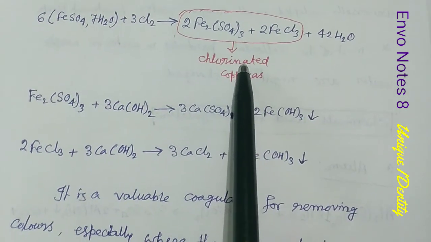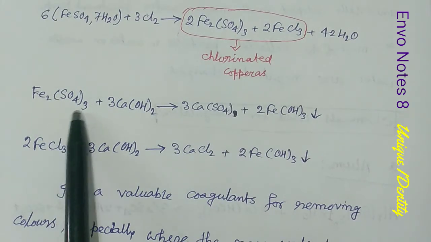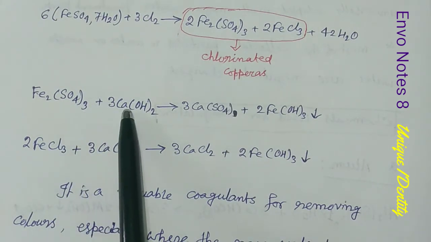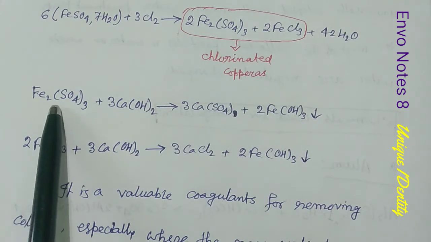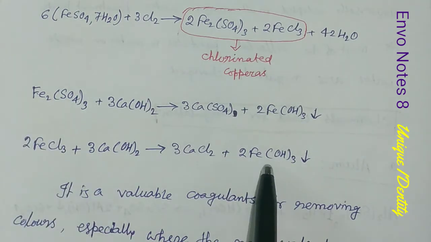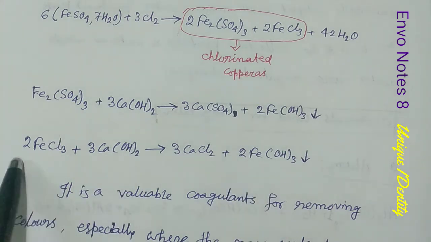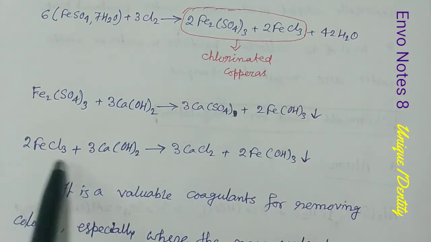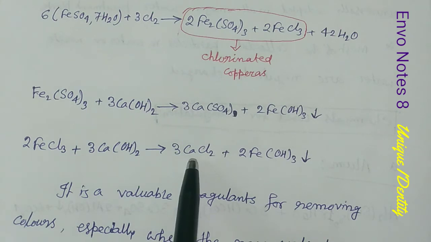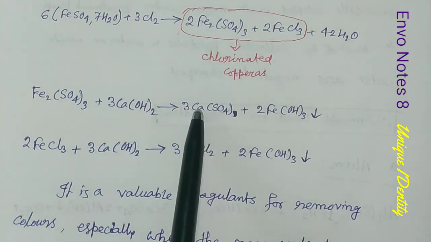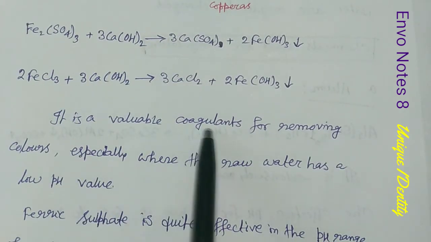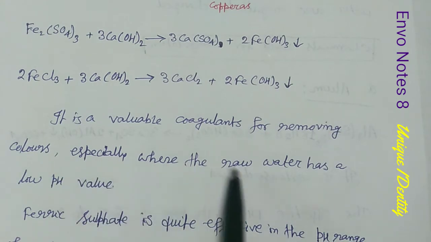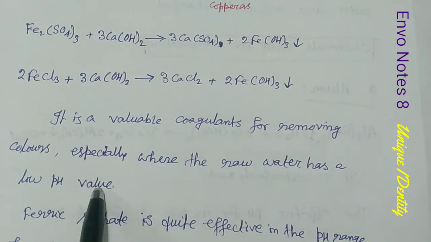And this chlorinated copperas reacts separately with calcium hydroxide and produces ferric hydroxide by reacting with ferric sulfate, and it produces ferric hydroxide by reacting with ferric chloride, and the byproduct is CaCl2, that means calcium chloride, and calcium sulfate. Okay, so it is a valuable coagulant for removing colors, especially where the raw water has a low pH value.